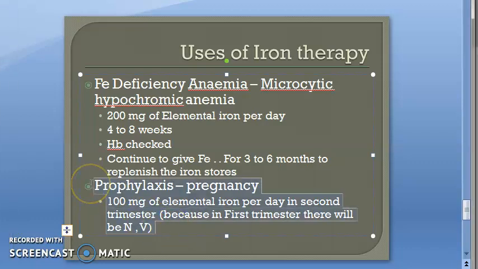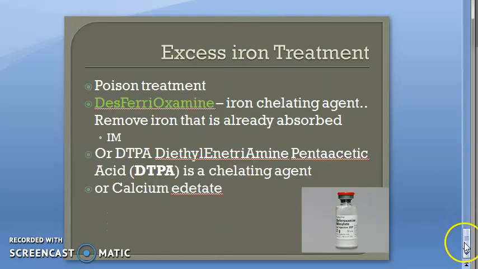What else, guys? Folic acid is anyways given in first trimester or even before conceiving. So as of now, if you remember about iron, it is enough. For prophylaxis, 100 milligram of elemental iron per day. And if there is iron deficiency, then you can give 200 milligram of elemental iron per day. That's all, guys, we wanted to cover.